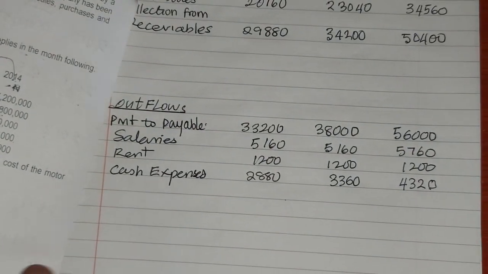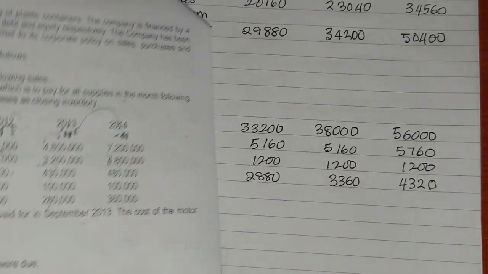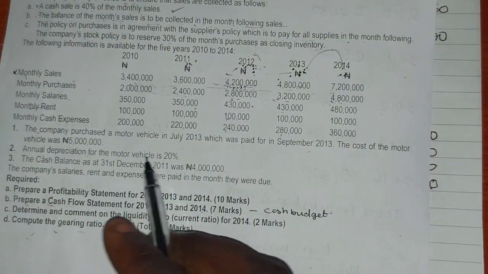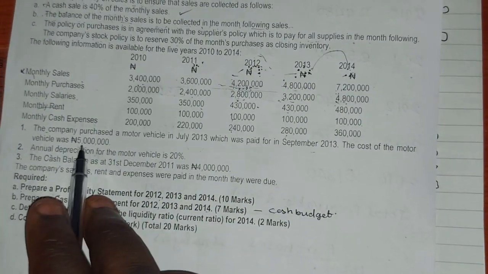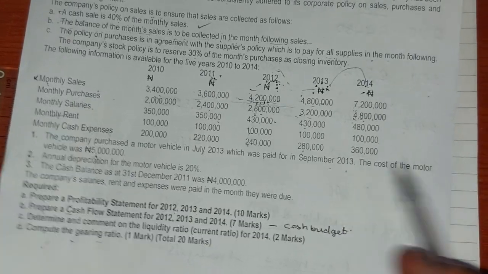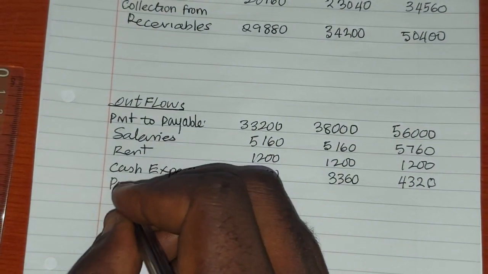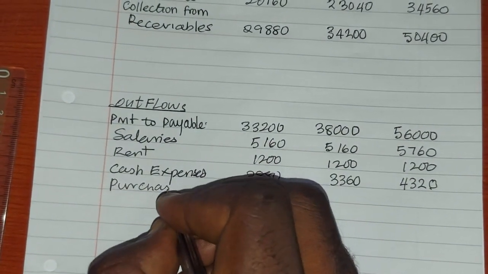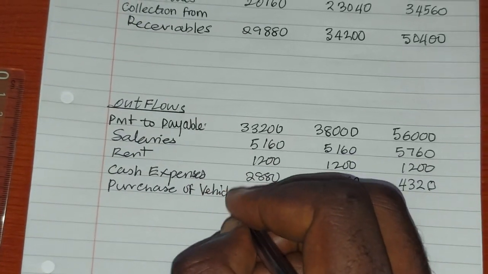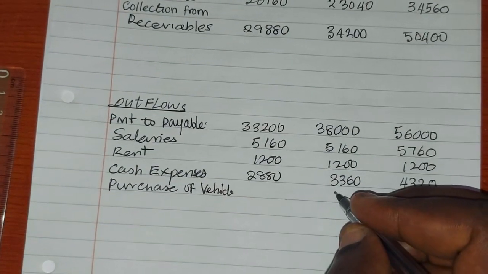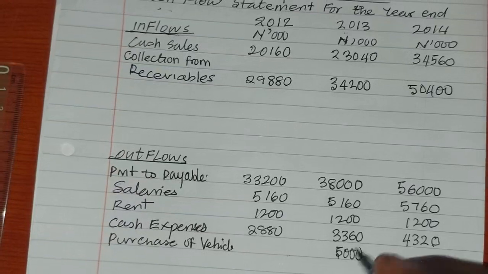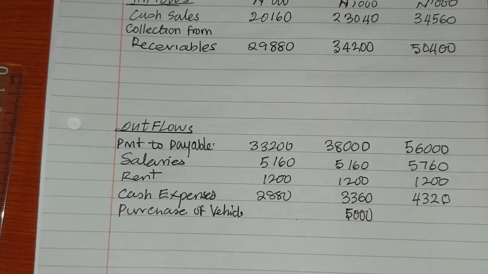4,320. Okay, then we are told that a vehicle was purchased. The vehicle was purchased for 5 million, and it was paid in September 2013. So purchase is an outflow. Purchase of vehicle, which is 5 million. It was in 2013. So 5M.